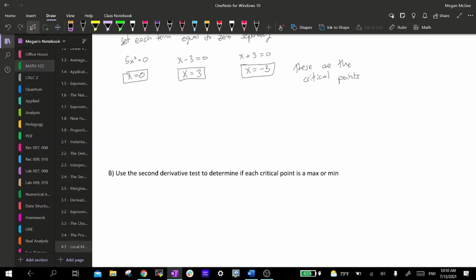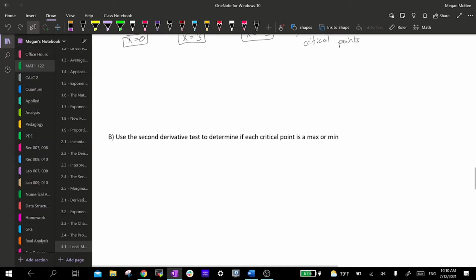Part B is going to ask us to determine if these are maxes or mins, and it asks us to use the second derivative test. So, we have our first derivative, which is 5x to the 4th minus 45x squared. Our second derivative test requires us to take the second derivative, right? So, the second derivative is going to give us 20x cubed minus 90x.